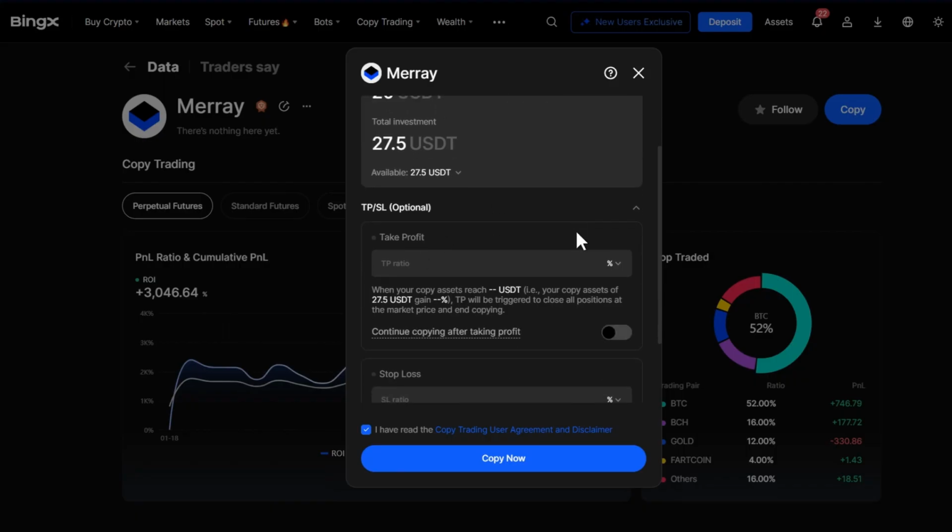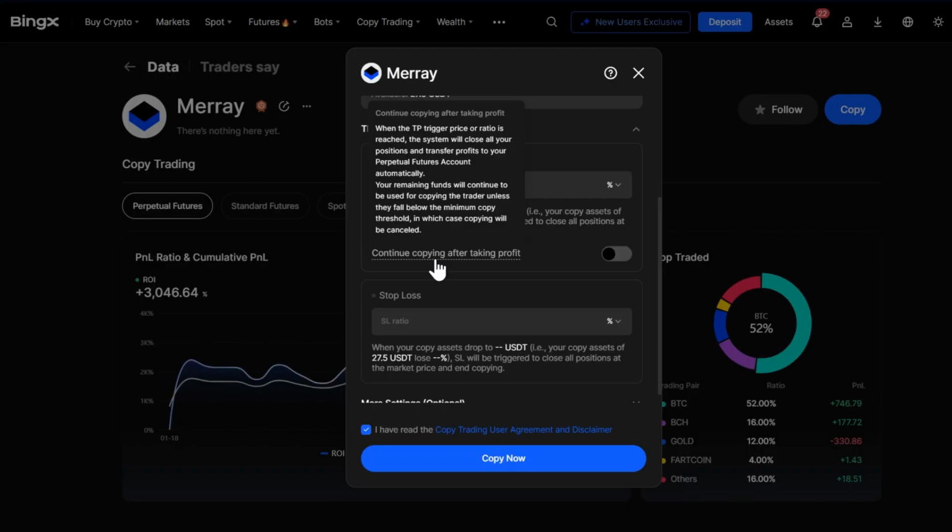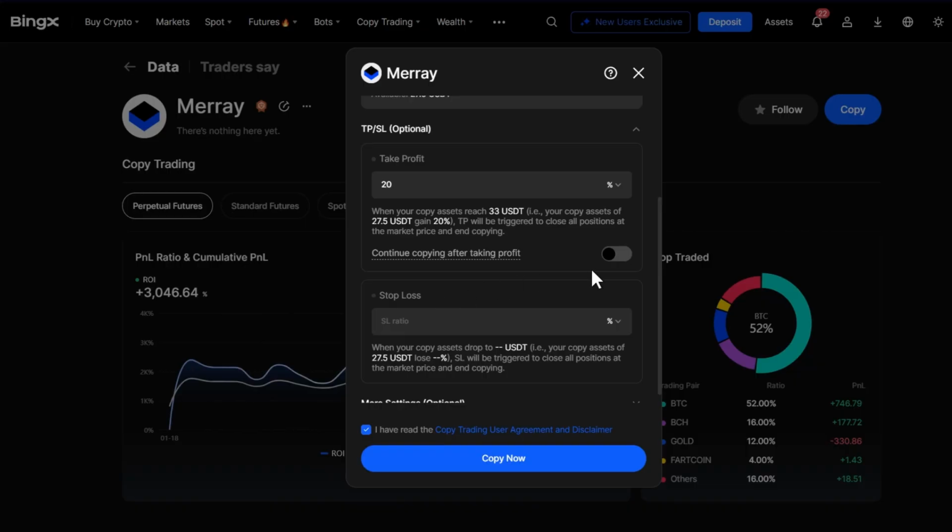Next, you can enable take profit and stop loss for your copy trades. You can set a take profit in which you will set a percentage or dollar amount where your position will automatically close to lock in gains. For example, if you set 20% take profit and your trade goes up 20%, it will automatically close. You can also enable continue copying after taking profit. When the TP trigger price or ratio is reached, the system will close all your positions and transfer profits to your perpetual futures account automatically. Your remaining funds will continue to be used for copying the trader unless they fall below the minimum copy threshold, in which case copying will be canceled.